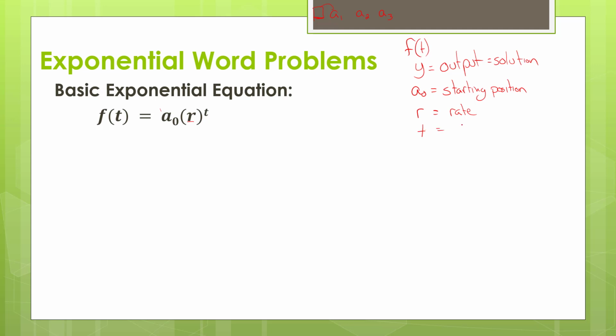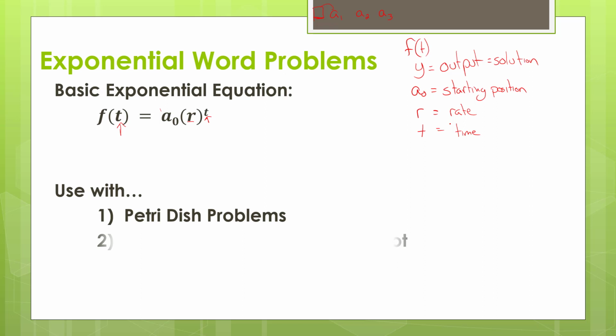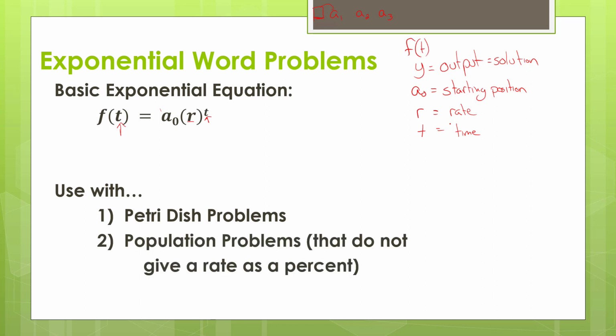Now t, like we said, is our input value. Our t is representing the amount of time that passes. So we use this particular formula quite often with Petri dish problems. You also see it with population problems that do not give a rate as a percent.